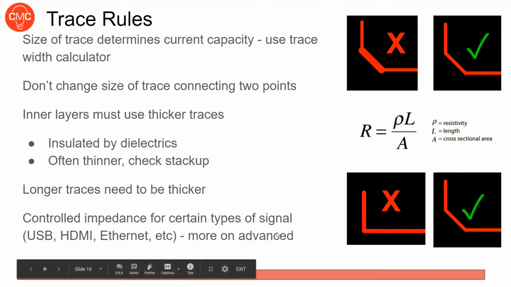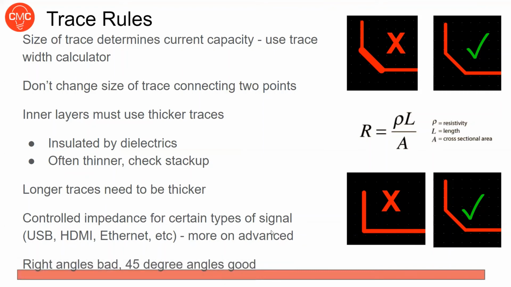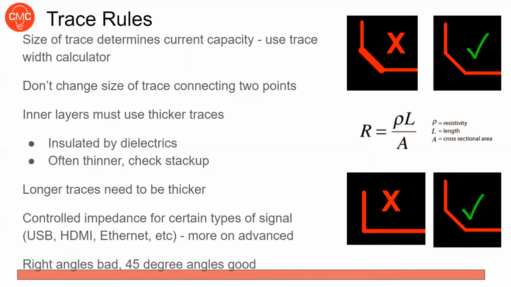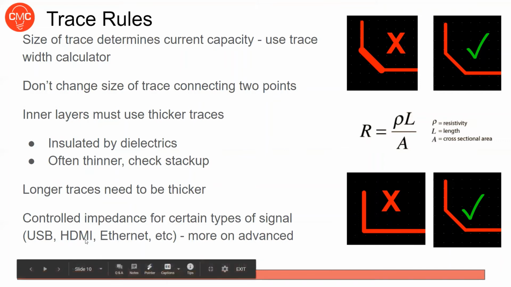We'll talk about this a little more when we go to the advanced topics, but certain kinds of traces, like really high-speed things, like communication protocols and that kind of thing, have something called controlled impedance, where basically the resistance of those traces needs to be really tightly defined so that it can communicate with these other high-speed devices.